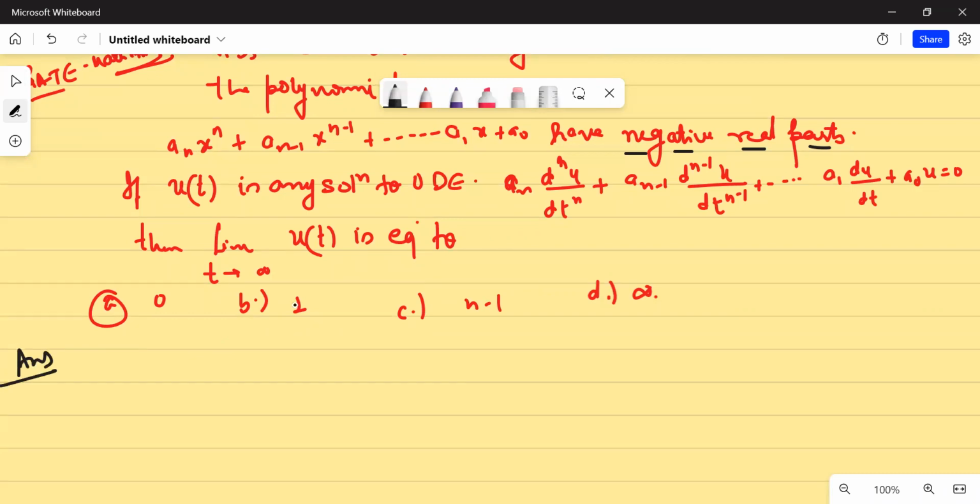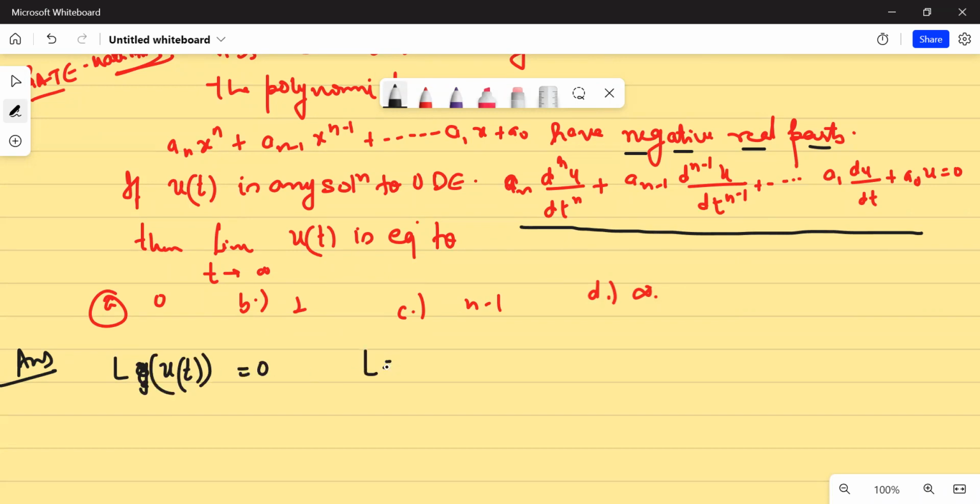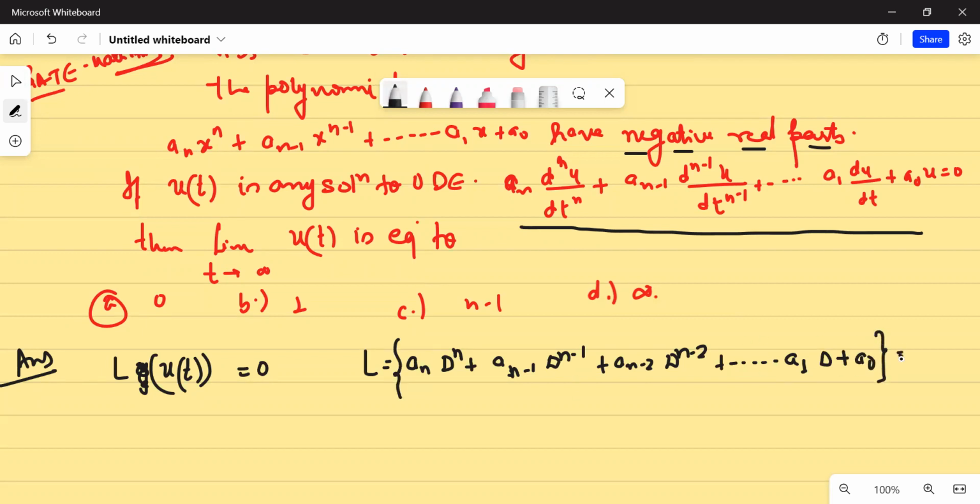The methodology is to write this particular thing in the form of this. So this is how I'm going to write it. And this is nothing but again a function of D. What is that function of D? This is a_n D^n + a_{n-1} D^{n-1} + a_{n-2} D^{n-2}, and so on and so forth. I'll write here a_1 D plus a_0. So this is your linear differential operator, and this is some function of D.